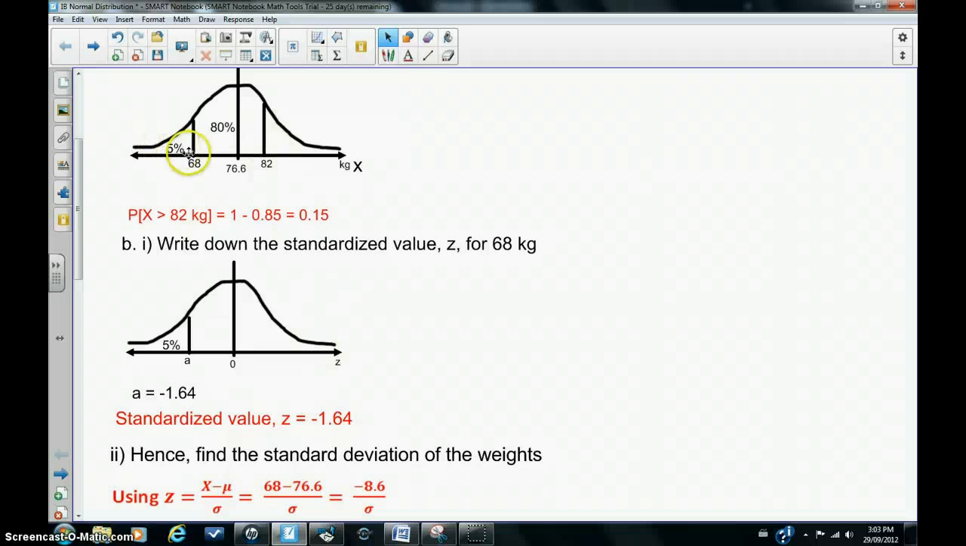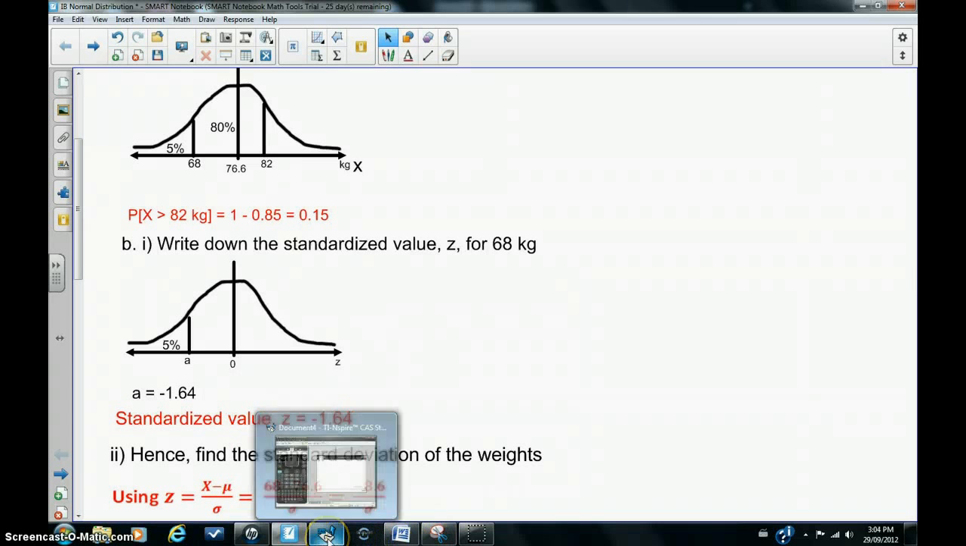However, the area to the left of 68 will be the same, which is 5% of this first curve up here, will be the same as this area to the left of a number A, which is going to be the standardized value of 68. So we can find this number A by using the calculator. So I'm going to go into the calculator now.